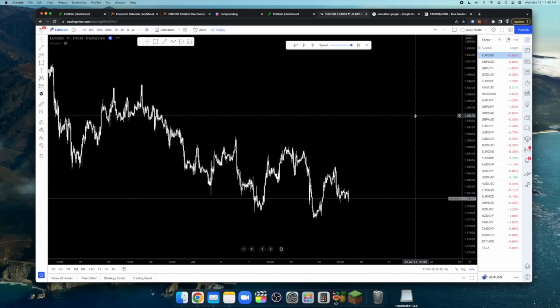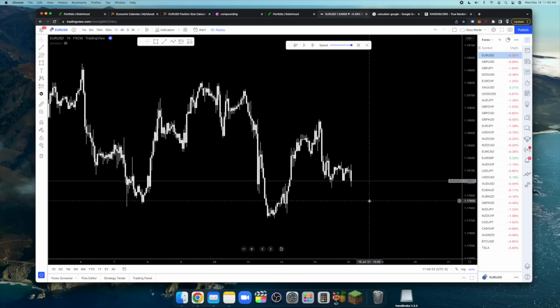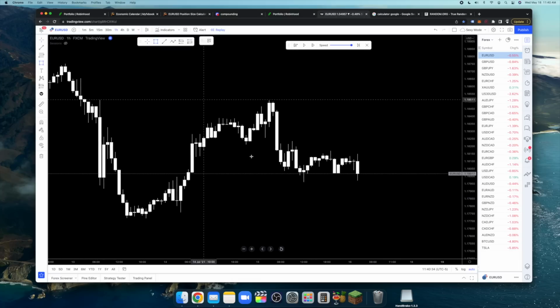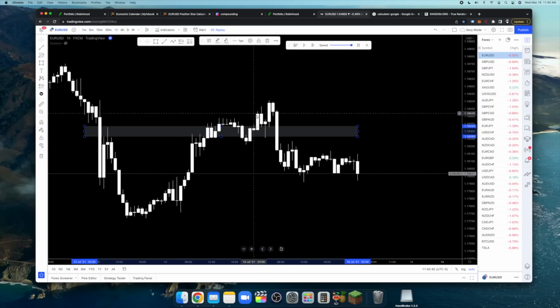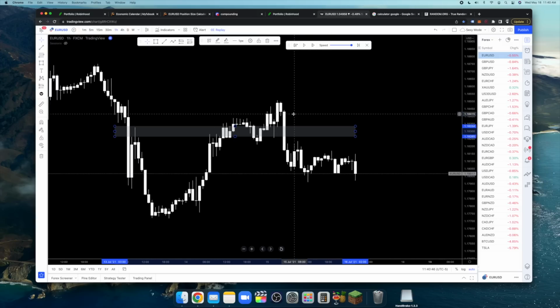Okay, so all we're going to be doing here is going to the 1 hour. We're not going to be drawing stupid zones like this, where it's kind of sort of resistance, but then it kind of broke above and kind of was support, but then was support here, but then broke back below. Now we're waiting on a retest. We don't want to be drawing crap like that.